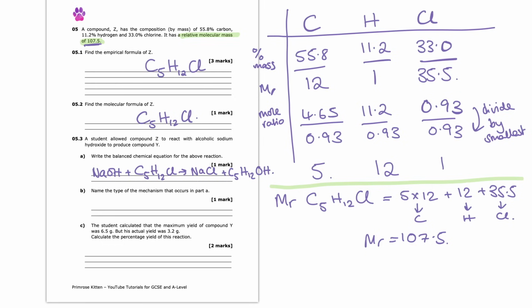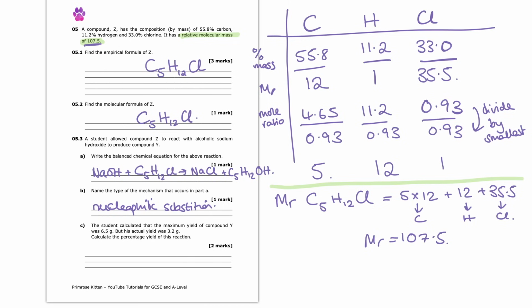Now they ask us what type of mechanism occurs. Now remember, mechanism isn't the same as what type of reaction occurs. Mechanisms are talking about the curly arrows, and they'll normally refer to, say, nucleophilic substitution or electrophilic addition at AS. So in this case, what we have is a nucleophilic substitution. So that will be our answer for this one.